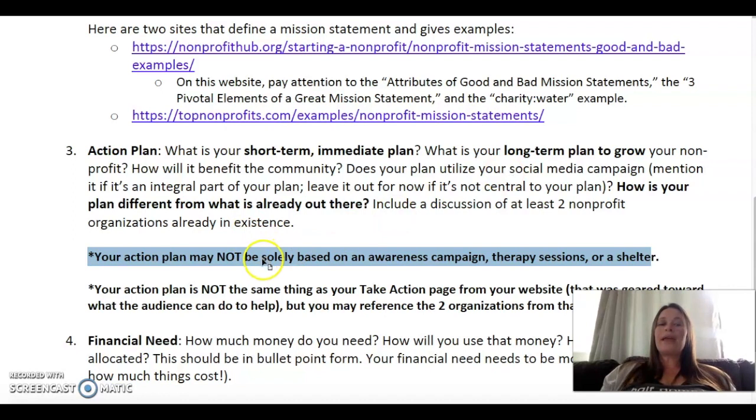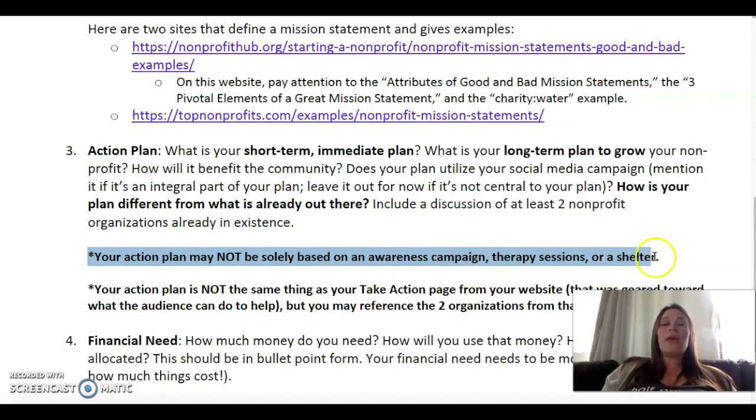Your plan cannot be solely based on awareness, okay? You cannot have a plan that is solely based on therapy sessions because, once again, your short-term plan is supposed to be practical, and you guys at this current stage of your life are not trained therapists. Maybe you plan to go into that. That's awesome. Okay, power to you, man. But you're not a trained therapist now, and so you cannot base your entire plan around therapy.